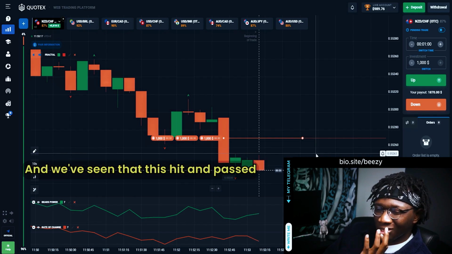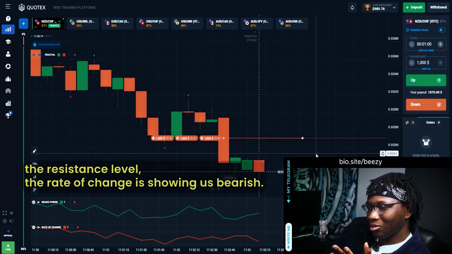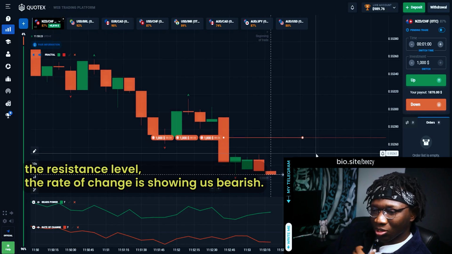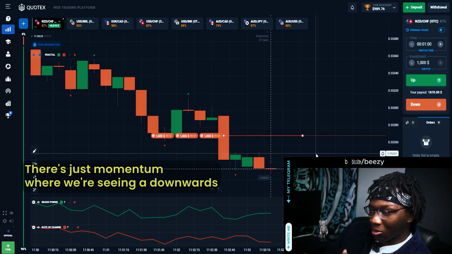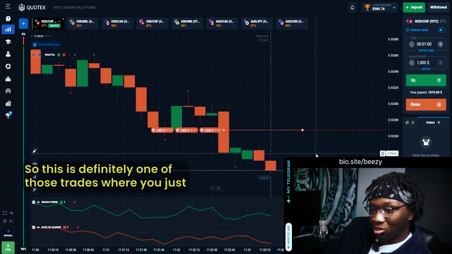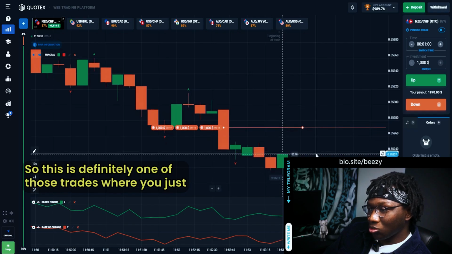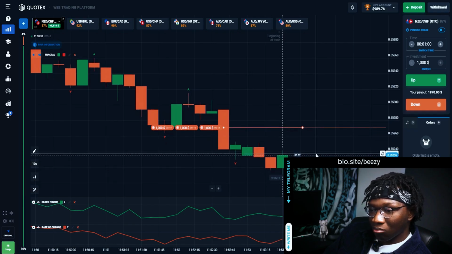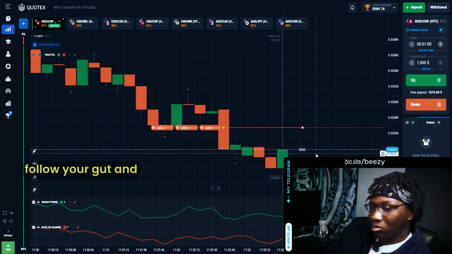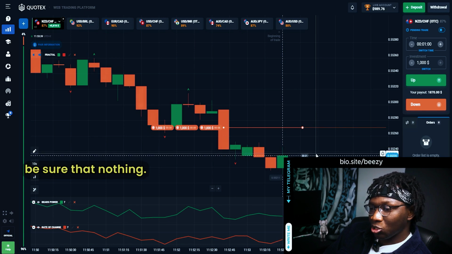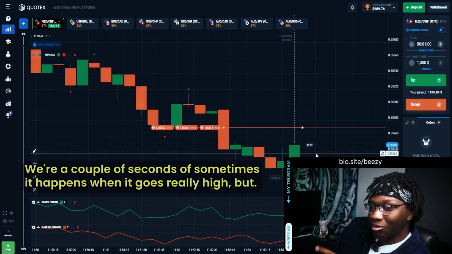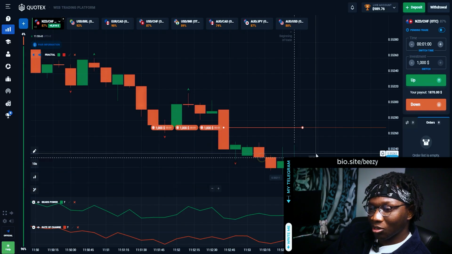And we've seen that this hit and passed the resistance level. The rate of change is showing us bearish momentum. We're seeing a downwards momentum. So this is definitely one of those trades where you just have to follow your gut. Okay, we're a couple of seconds off. Sometimes it happens when it goes really high, but okay.